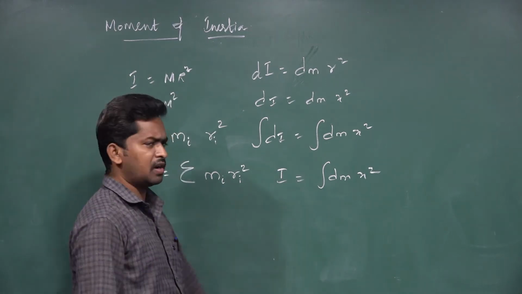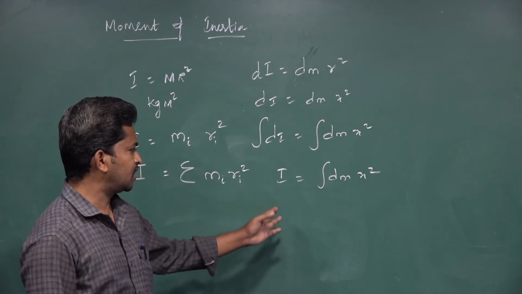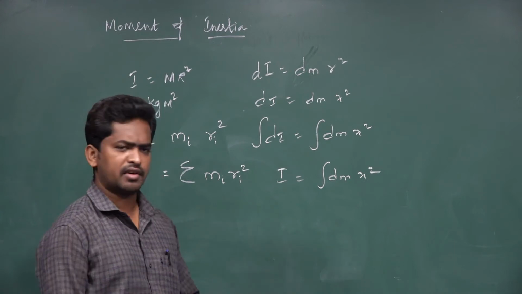This is a general formula for all materials, for example rod and ring also. So the moment of inertia I is equal to integral of dm x square. It's a common, basic formula for moment of inertia.